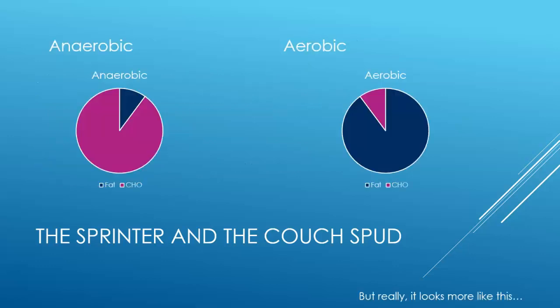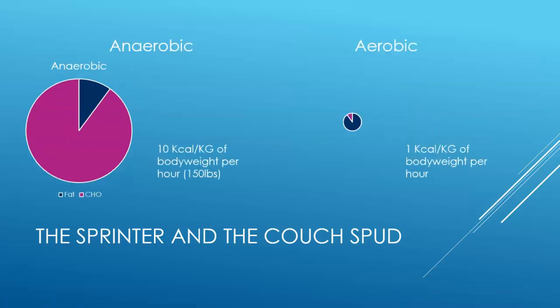So the person who is sitting on the couch is very much on the aerobic side of it. I mean, perhaps 90-something percent fat burn. And then when you go over to the anaerobic side, that person is very much using carbohydrate or glycogen as a fuel source. But the thing is, when you look at these two, it doesn't quite give the full representation of what's going on.